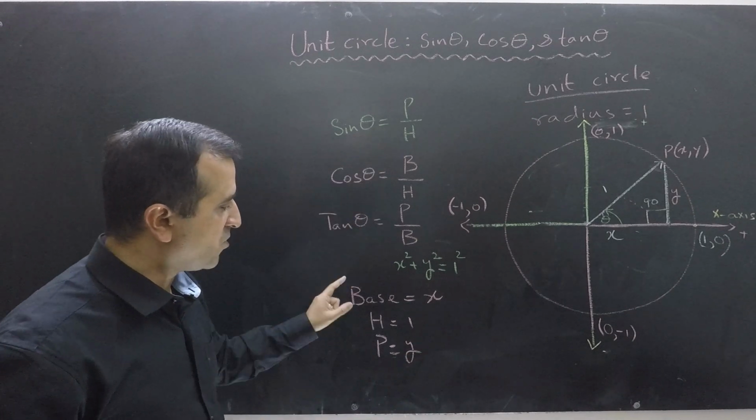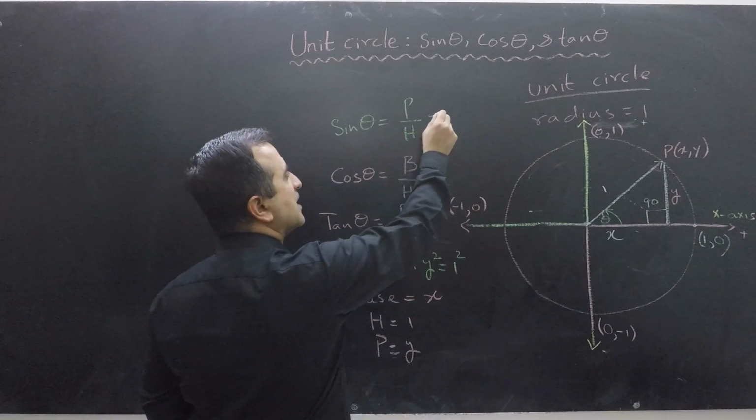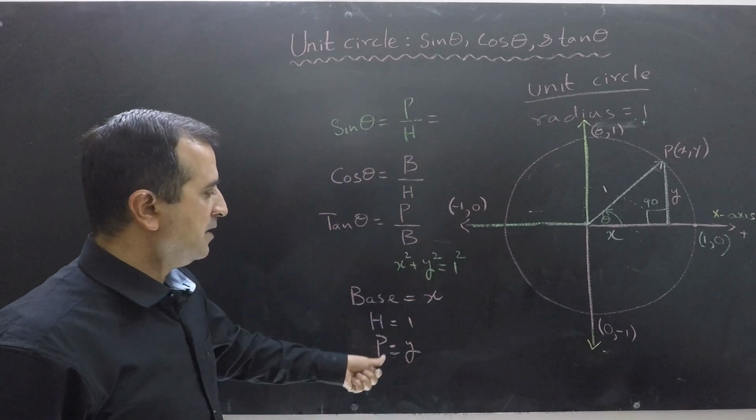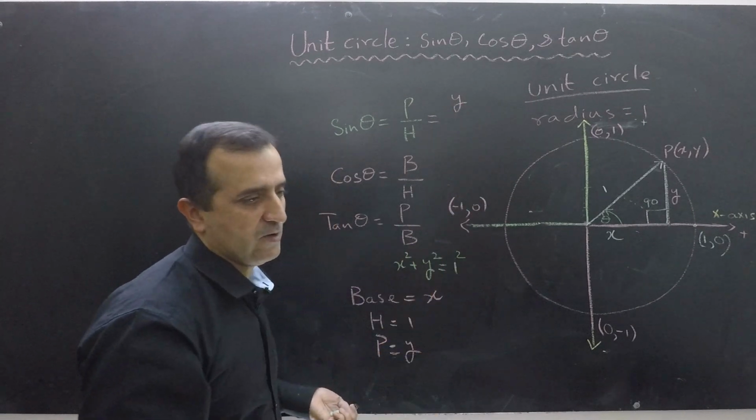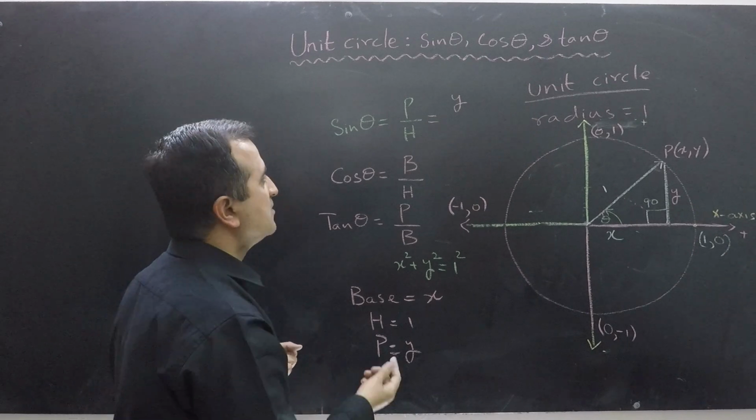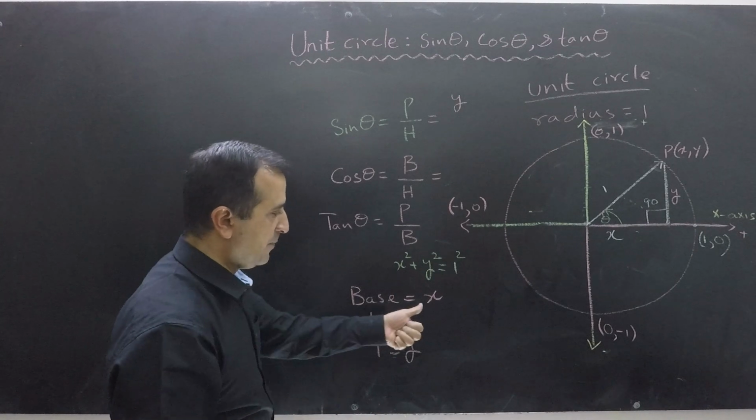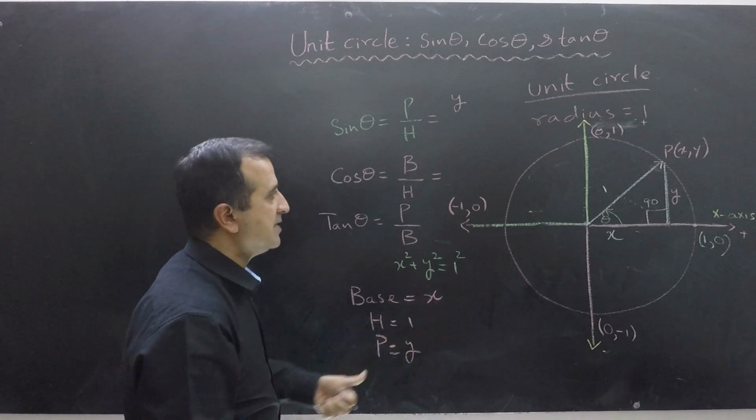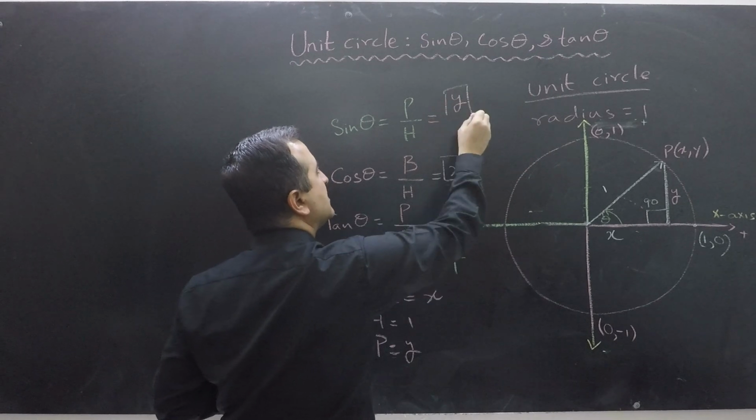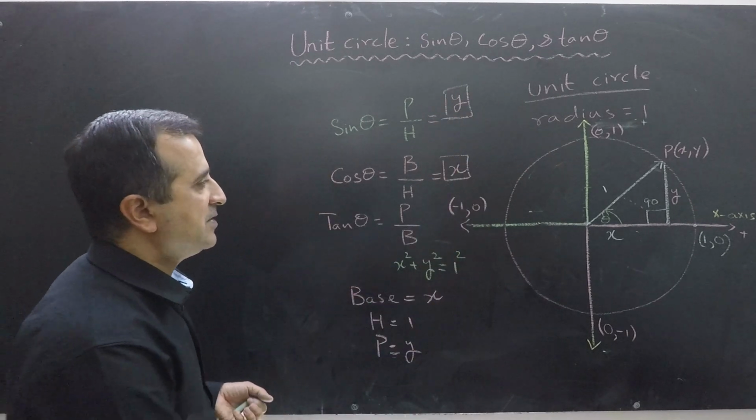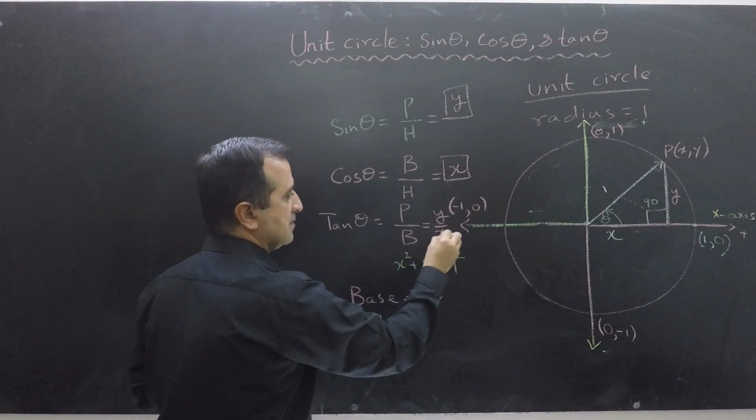use these quantities and fill them into these formulas. So our sine theta is going to be perpendicular upon hypotenuse. It's going to be y over 1, but we don't have to write 1 because 1 is 1, right? So sine theta is going to be y. Cos theta is going to be base over hypotenuse, and the base is x, so cos theta is x. And our tan theta is going to be basically y over x. That's our tan theta.